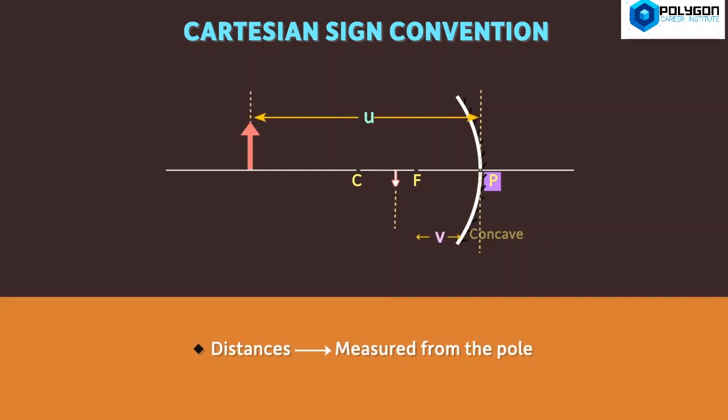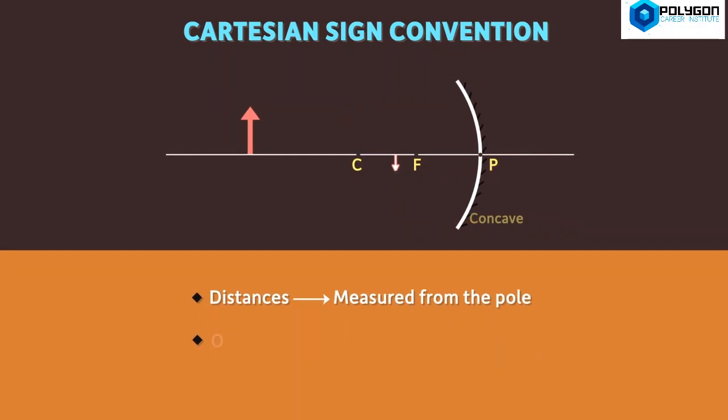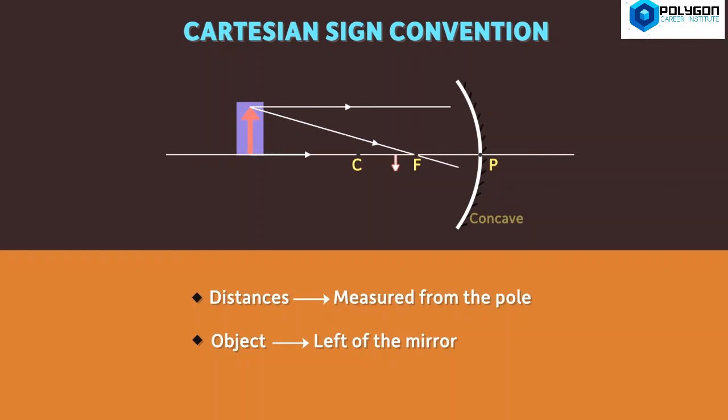All the distances U, V and F are measured from the pole of the mirror and not from any other part of the mirror. And the segment that is used to measure the distance should always be parallel to the principal axis. The second rule is that the object is always placed on the left of the mirror. The rays of light emerging from the object should always travel from left to right.